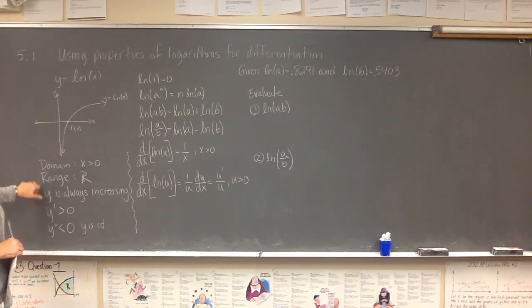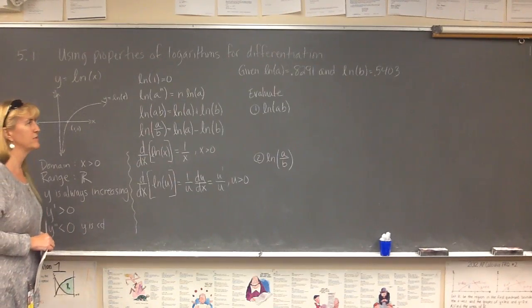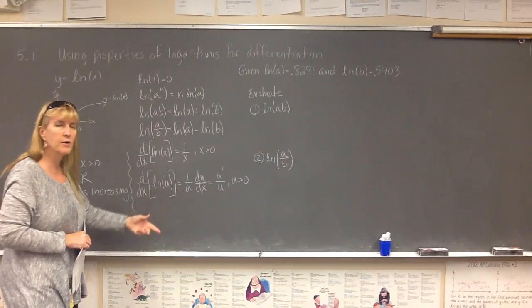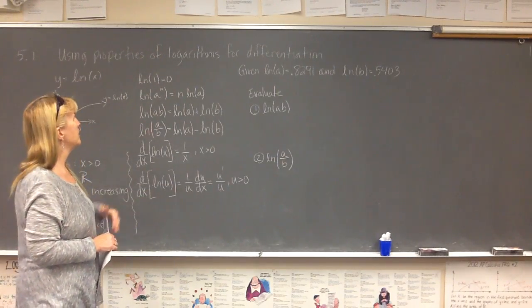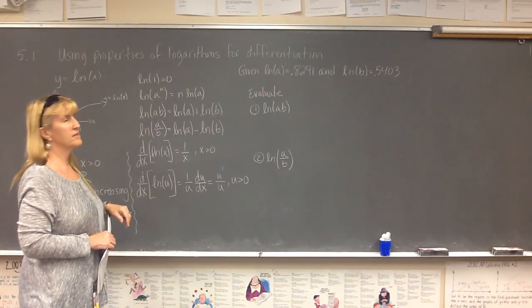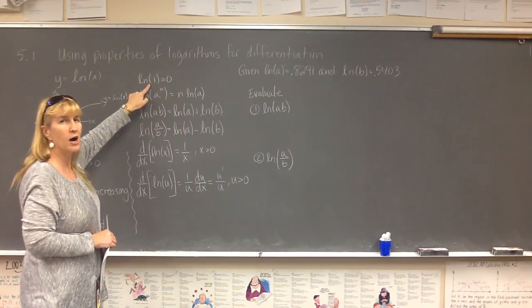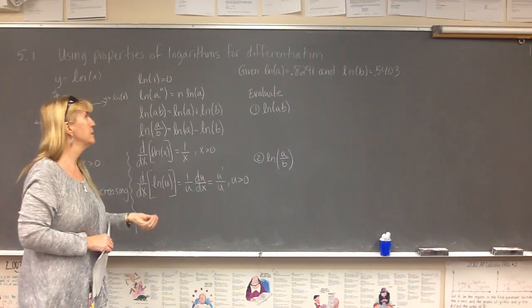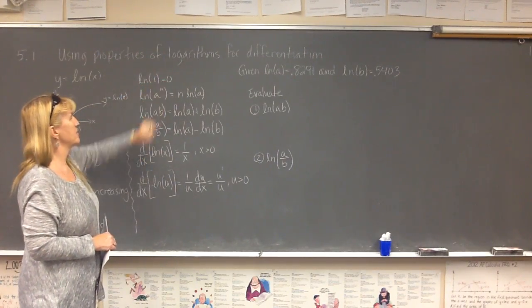So we have your domain, your range, y is always increasing, the first derivative is always positive, the second derivative is always negative. Now we can review a few of the rules for logarithms. I think I'll do that for a moment here. The natural log of 1 is equal to 0. Your base on your natural log is Euler's e, so e to the 0 equals 1. That should make sense to you. So natural log of 1 is 0.